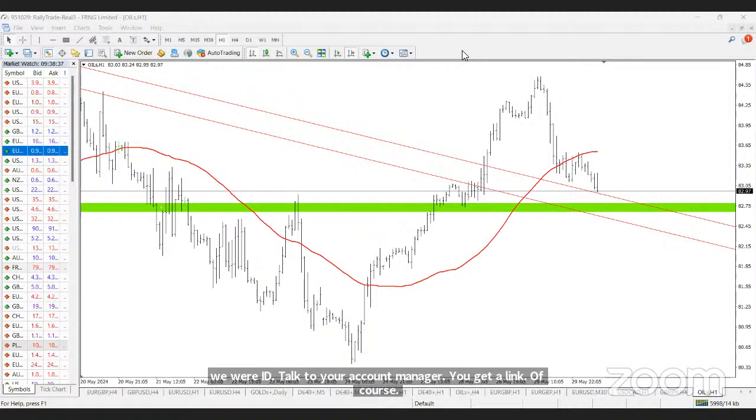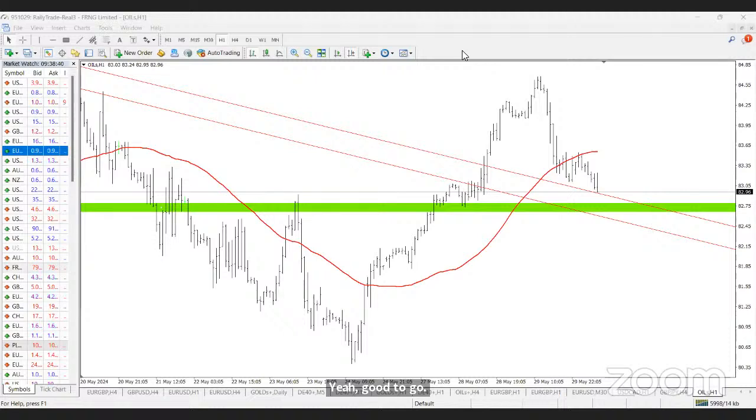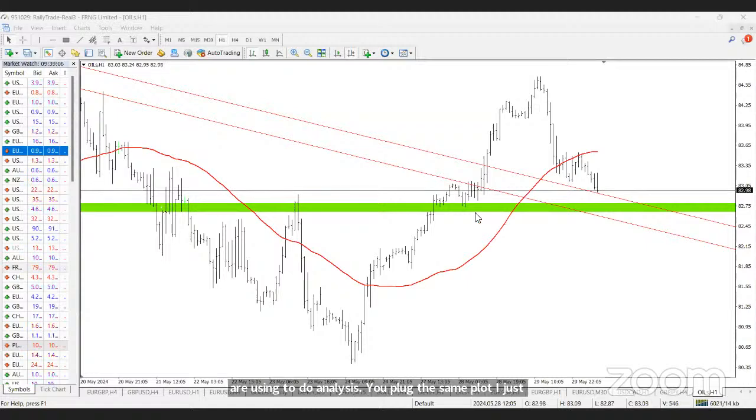Okay, so if the oil price gets to that region you painted on H4? Yes, if the oil price gets to this region painted in green, you can place a buy. Please look at it very carefully and do justice to this on your chart. You have your phone in front of you that you're using to watch what I'm doing, and you also have your laptop in front of you that you're using to do analysis. You plot the same plot I just plotted, and if the price gets to that region, yes, you can buy. That's what the technicals say on oil price.